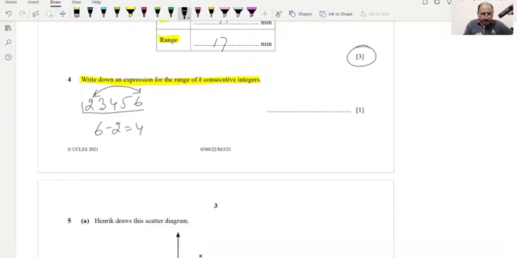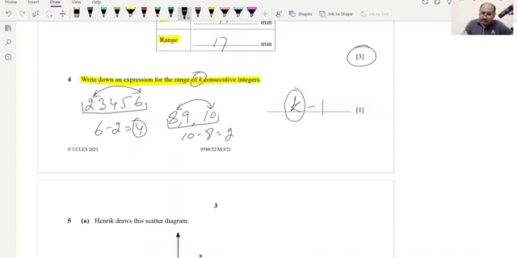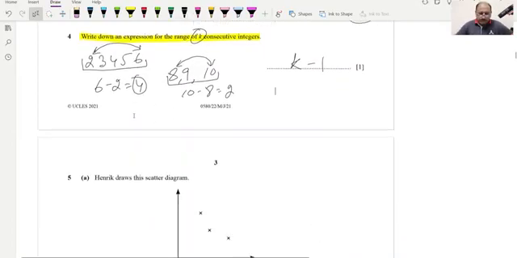If we are taking 5 numbers, we will be getting 1 less than 5. If we take, for example, 8, 9 and 10, then 10 minus 8 will be 2, which is 1 less than the number of integers we have taken. So it will be k minus 1. k is the number of consecutive integers which we take, and minus 1 gives us the expression for the range of those numbers.